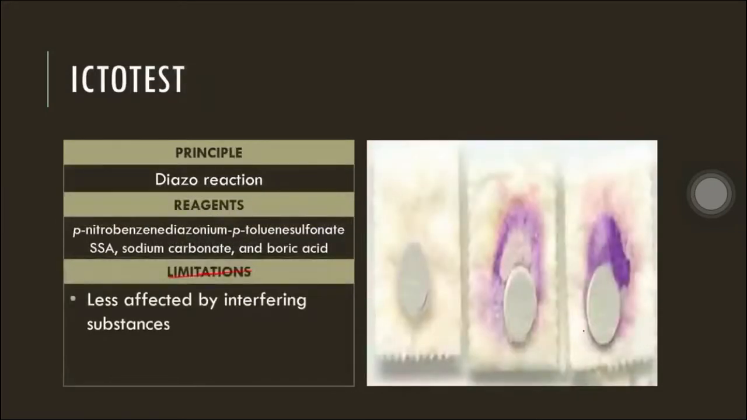So it is more specific to its substrate, which is of course bilirubin. What is used for the Ictotest is the specimen mat or testing mat and the tablet itself. The positive result for the Ictotest is a purplish discoloration of the testing mat. That is the positive result.